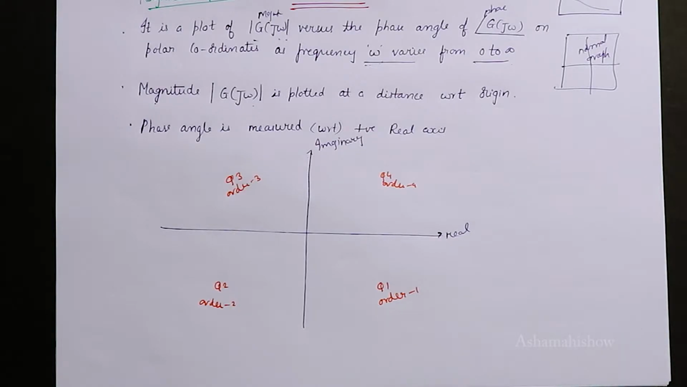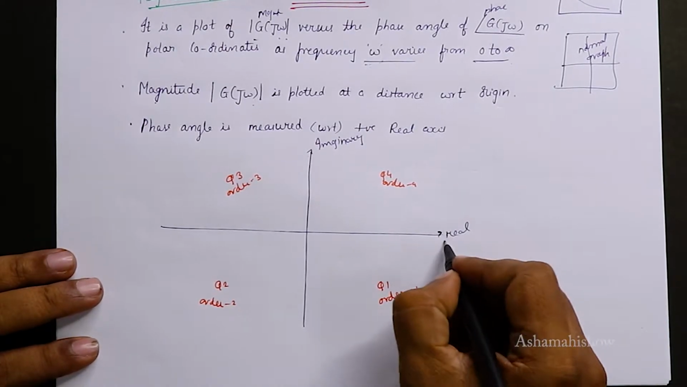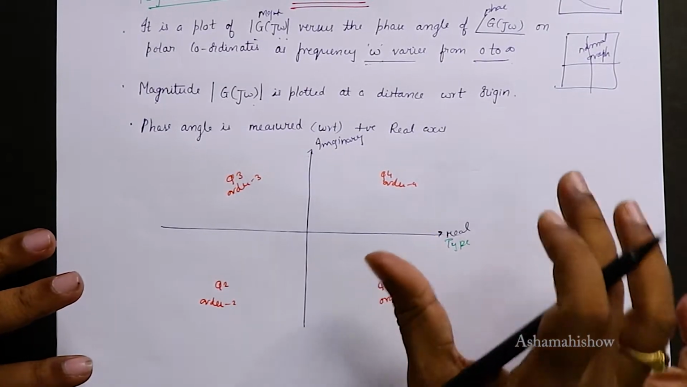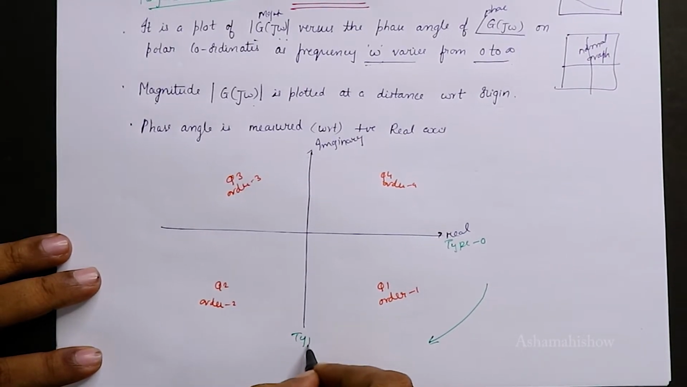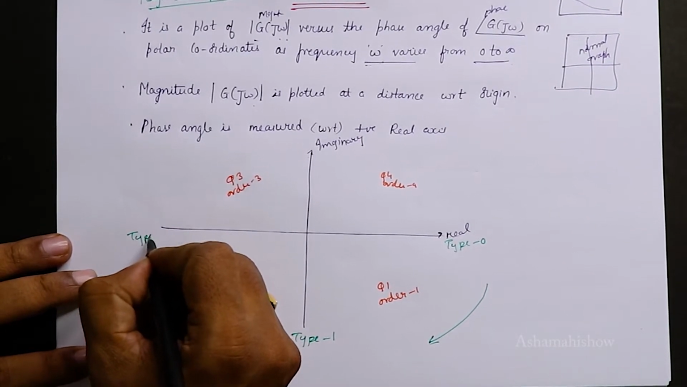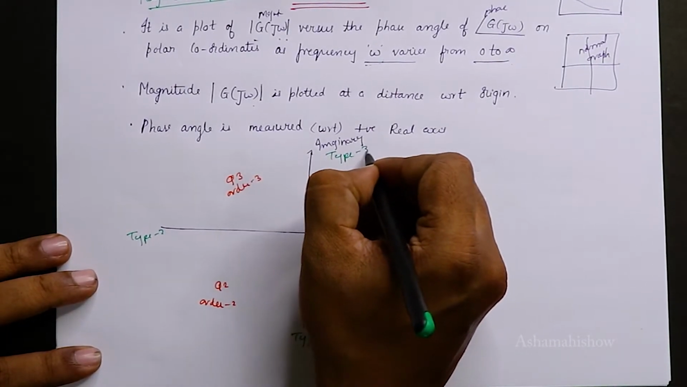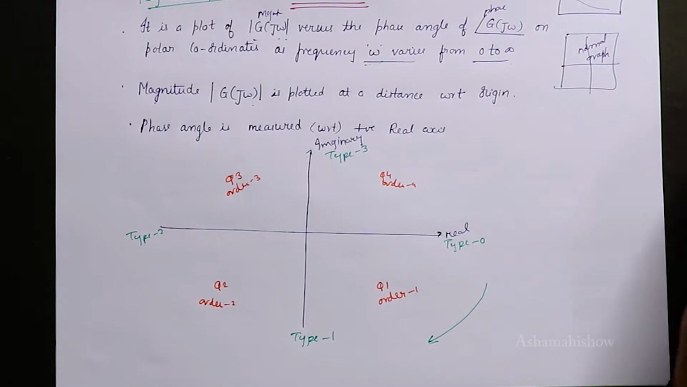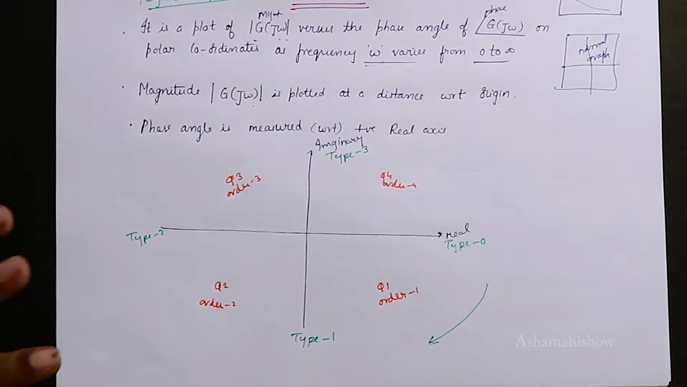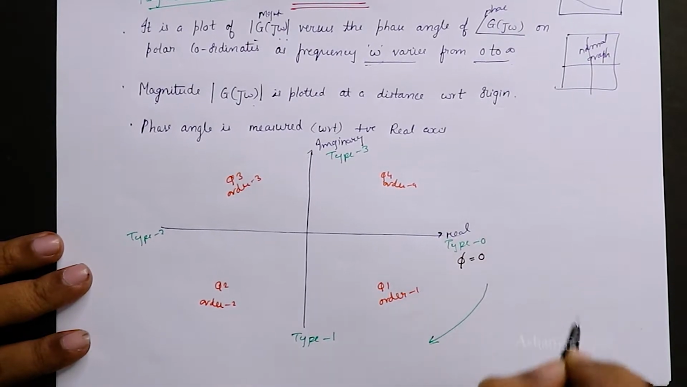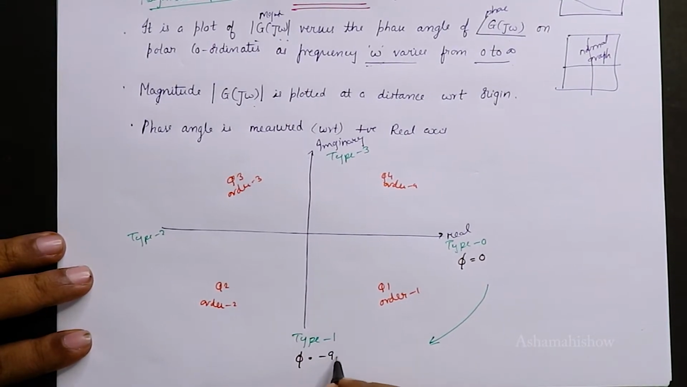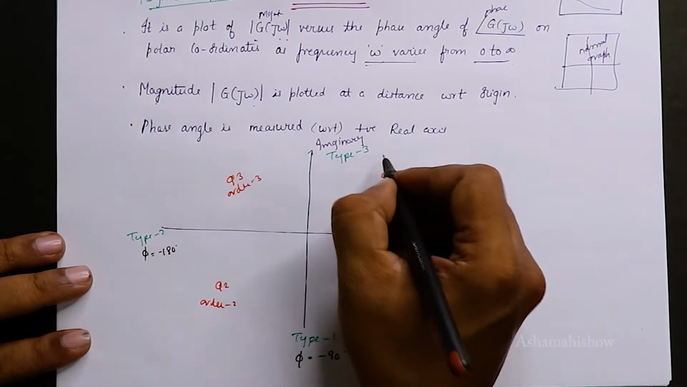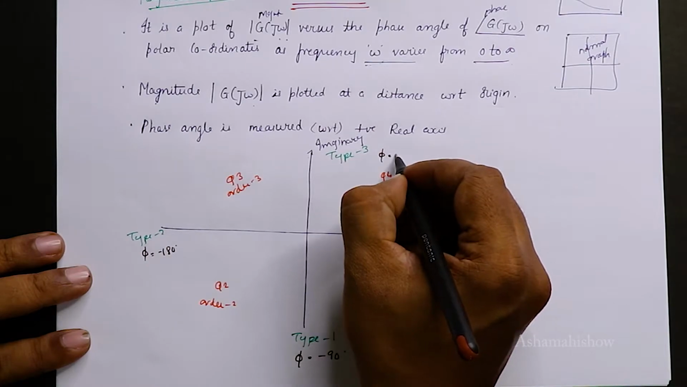Now I will be taking types here. I will be starting from the right hand side, your type 0, and going clockwise. So type 0, type 1, this is type 2, this is type 3. Wherever we have this type, there we get this phase. So our phase will start from 0. When we are going clockwise, this becomes 0, this is minus 90, this is minus 180, and this is minus 270.